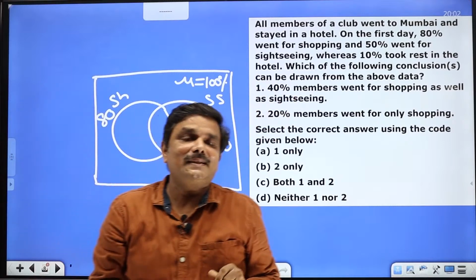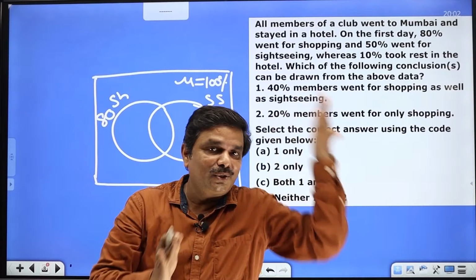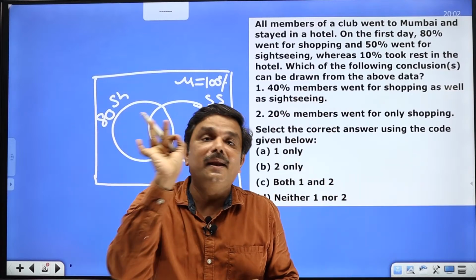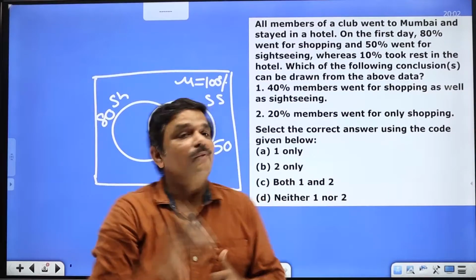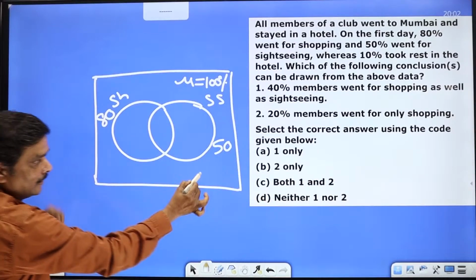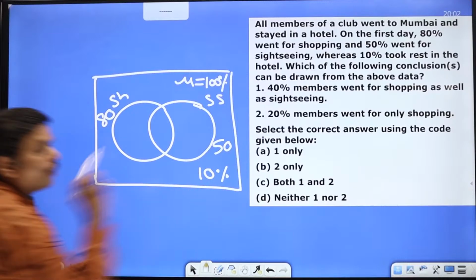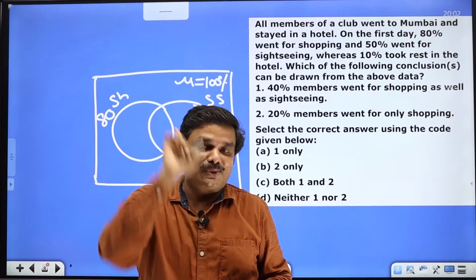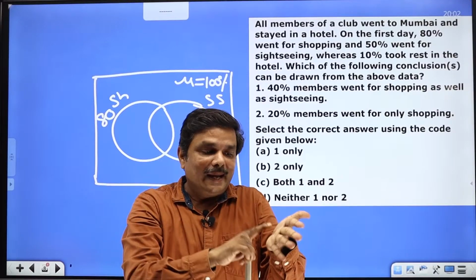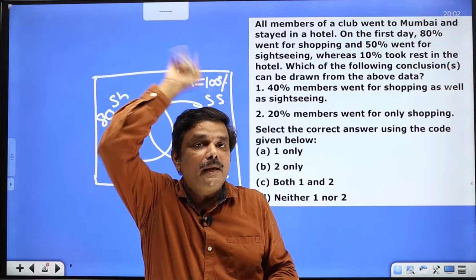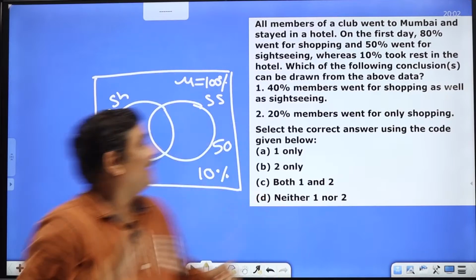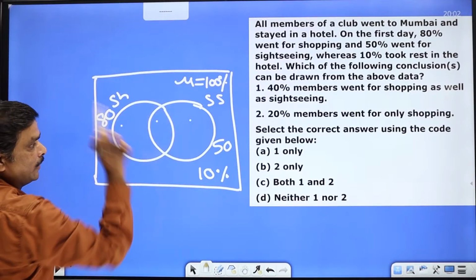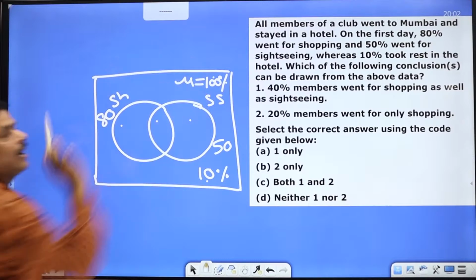What do you mean by rest? They neither go for shopping nor for sightseeing. That is called the none part in the Venn diagram. Where will you keep the none part? Here, that is 10%. What is the basic formula in a Venn diagram? I've given it very clearly in the basic classes, and I'm telling you repeatedly: at least plus none should be equal to mu, the total. What is at least here? This one plus this one plus this one plus none should give you 100%.